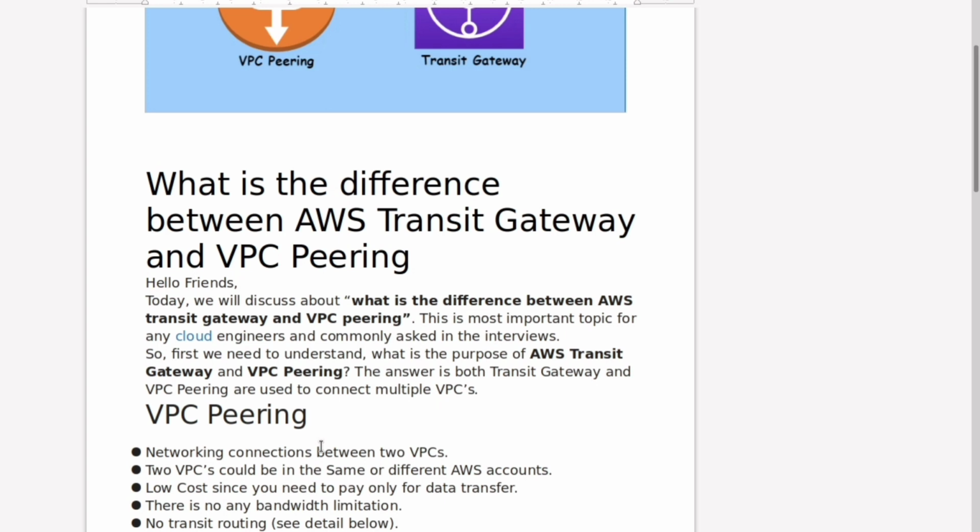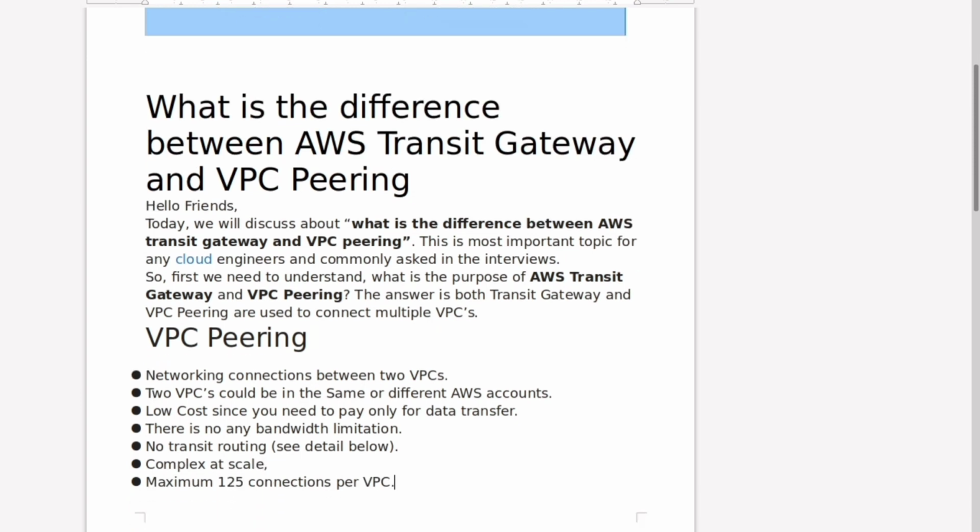The VPCs can be in different regions also, known as an inter-region VPC peering connection. AWS uses the existing infrastructure of a VPC to create a VPC peering connection. It is neither a gateway nor a VPN connection, and does not rely on a separate piece of physical hardware. There is no single point of failure for communication or a bandwidth bottleneck. So in VPC peering, there is a network connection between two VPCs.